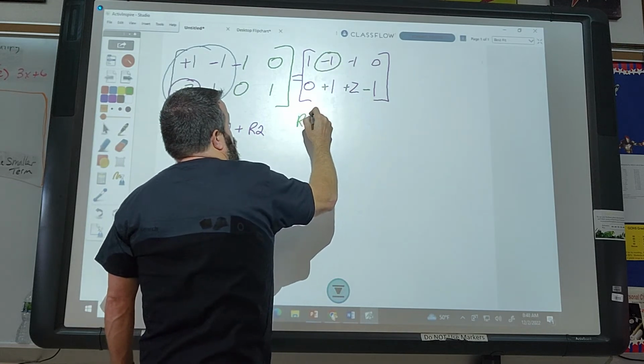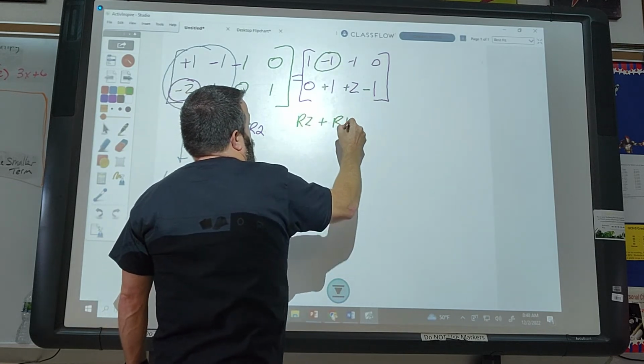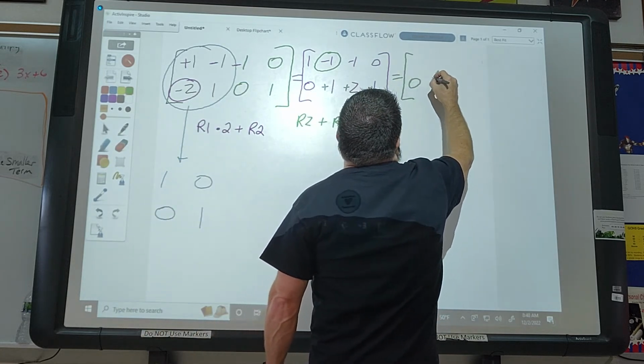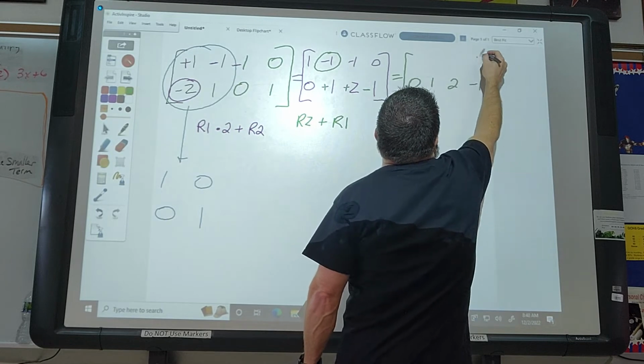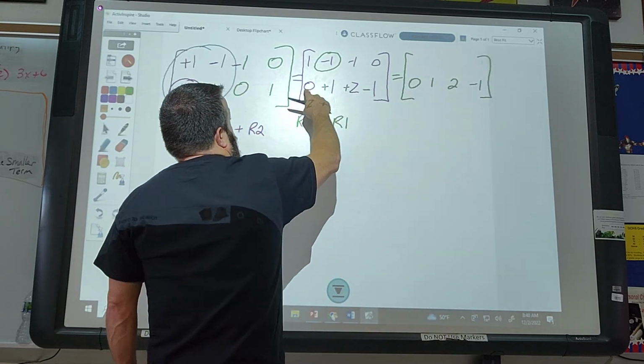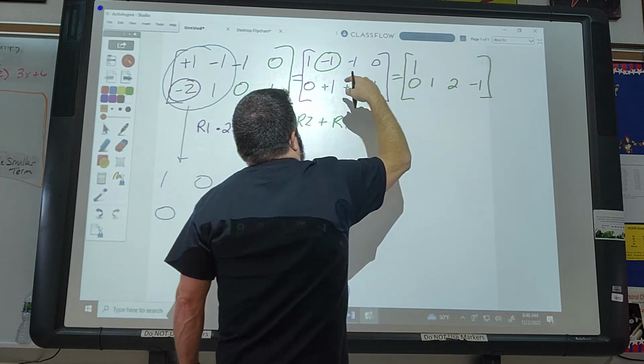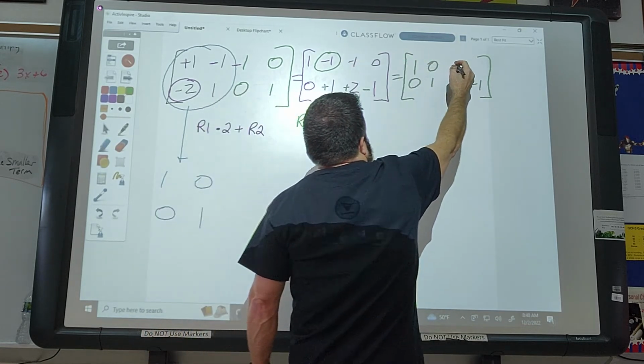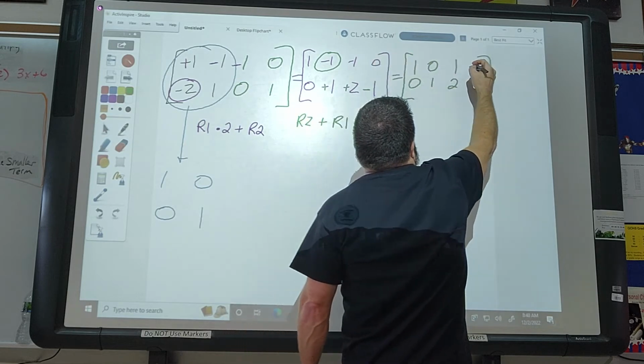So I'm going to take row 2 and add it to row 1 and replace those values. The bottom row is 0, 1, 2, -1. That part's not going to change. 0 plus 1 is still 1. 1 plus -1 is a 0. 2 plus -1 is a 1. And -1 plus 0 is a -1.